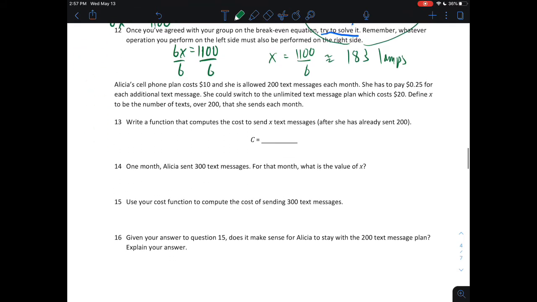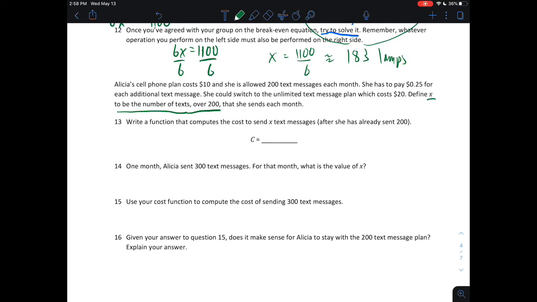Okay, let's see another example sort of like that. Alicia's cell phone plan costs $10, and she is allowed to get 200 text messages each month. She has to pay $0.25 or 25 cents for each additional text message. She could switch to the unlimited text message plan, which costs $20. Define x to be the number of texts, so we're going to say that x is the number of texts over 200 that she sends each month.